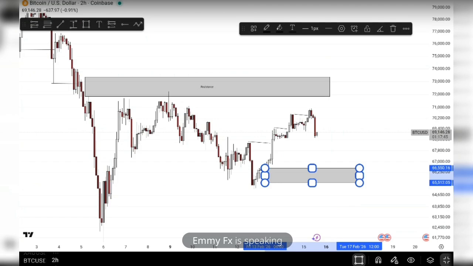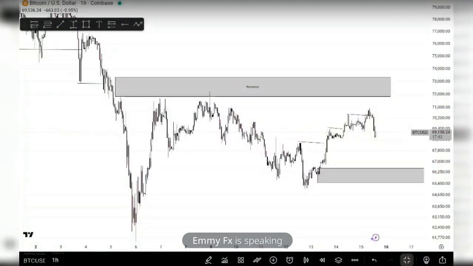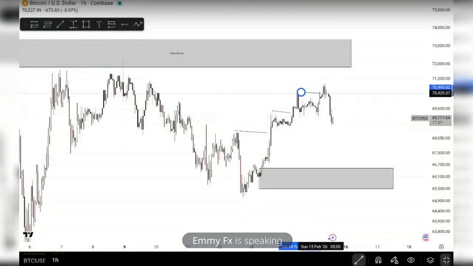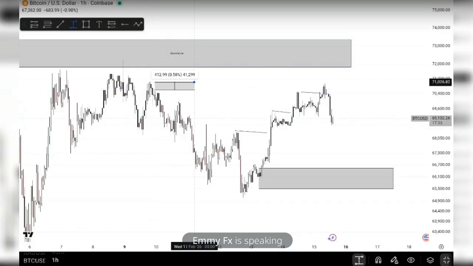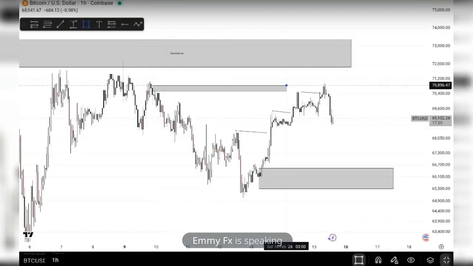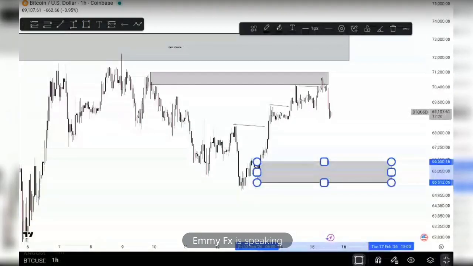So I'd love us to move to the 1 hour time frame. In the 1 hour time frame, as I say, we also have this break of structure, and price is currently reacting from this resistance zone. This is a resistance zone from here. Price is currently reacting from that zone.